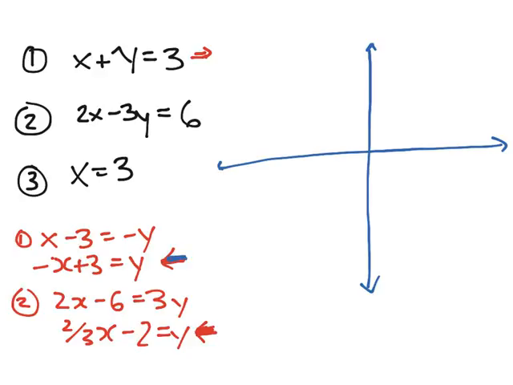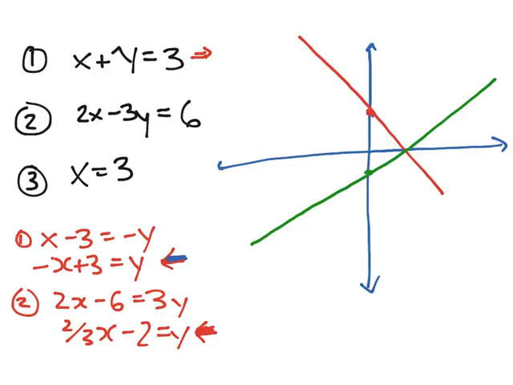Minus x plus 3, our y-intercept is 3, so that will be here. Our slope is minus 1, so our line will slope downwards. For our second equation, 2 over 3x minus 2 is equal to y. The y-intercept is minus 2. And minus 2 will be a little closer. And the slope is 2/3, which is positive. So it will look something like this.